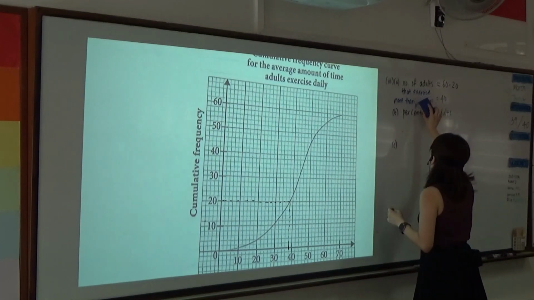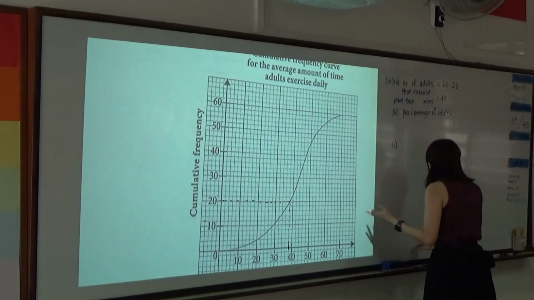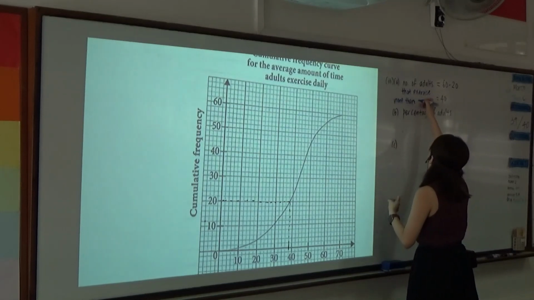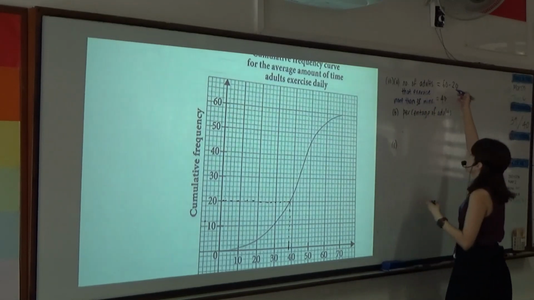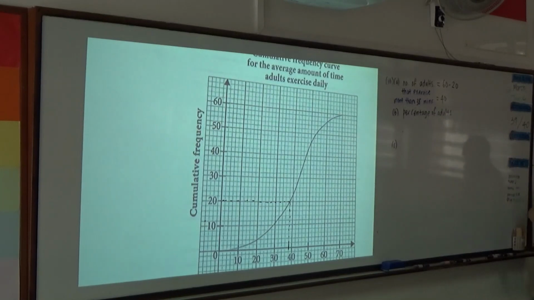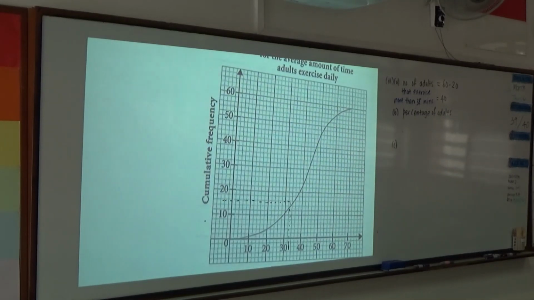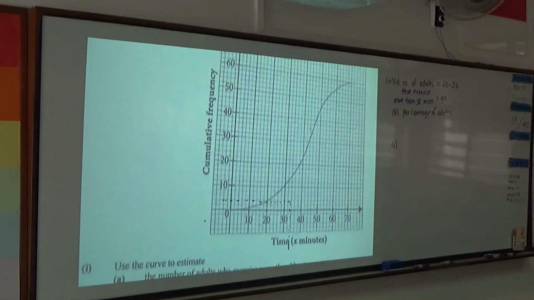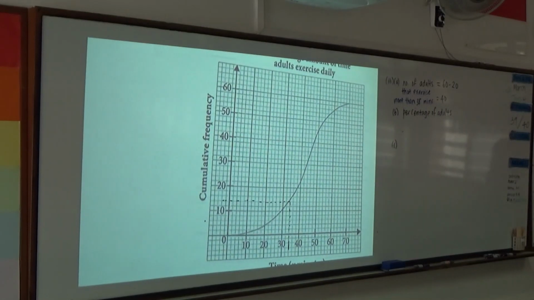So all we have to really take note of is more than, less than. More than, we need to take the reverse, to take the total minus away what we read from the graph. Then in part B, we want to find the percentage of adults who exercise at most 35 minutes daily. At most means less than or equals to.